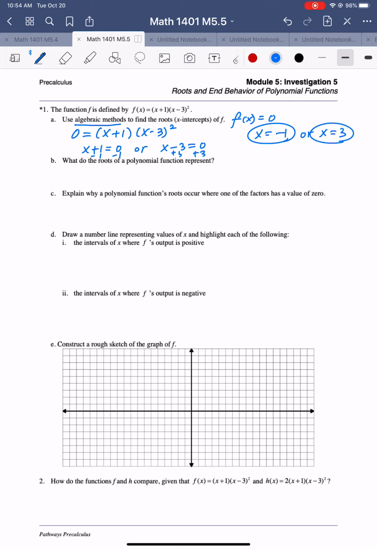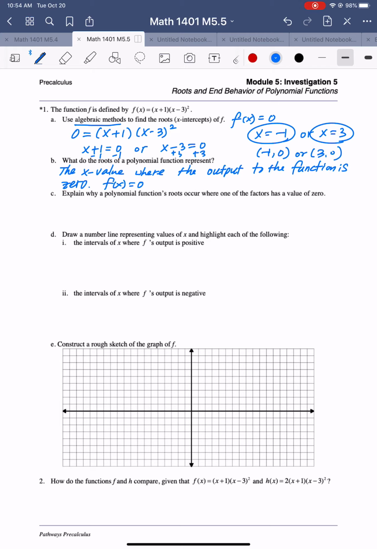What do the roots of the polynomial function represent? That will be the x value where the output of the function is 0, which means you just need to set f of x equal to 0 and solve for x. Okay, so this is the x-intercept, so you might have negative 1 and 0, or you can get 3 and 0.